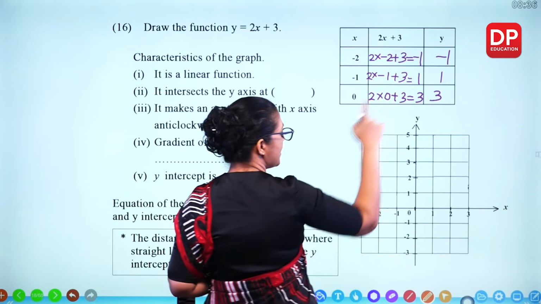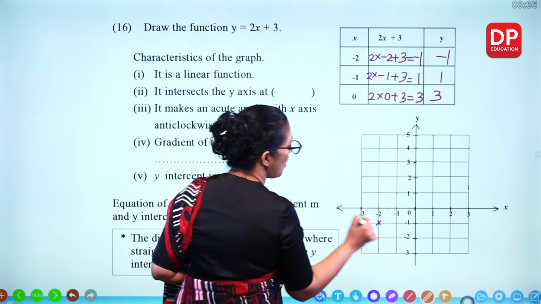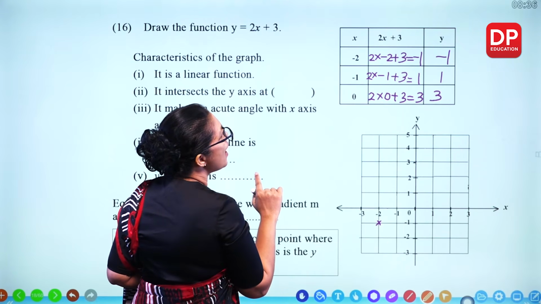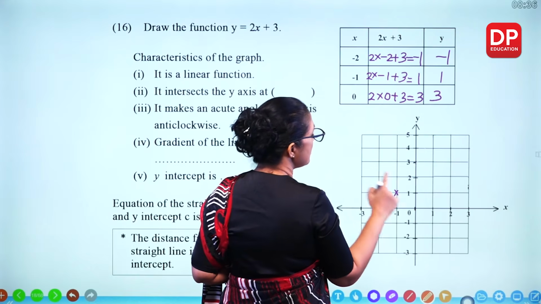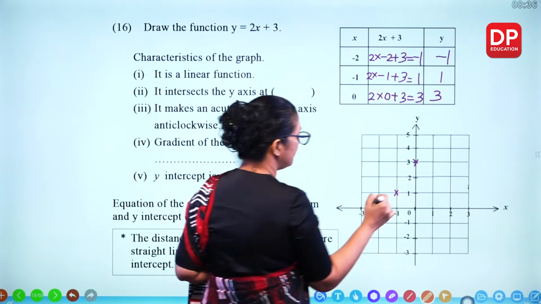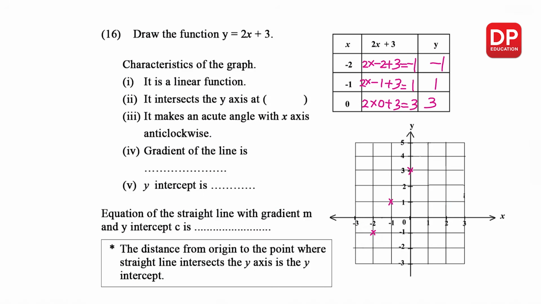Now we'll try to mark the points. Minus 2, minus 1. Minus 1, 1. 0, 3. And try to connect this. So I get a graph like this. So y equals 2x plus 3 graph.